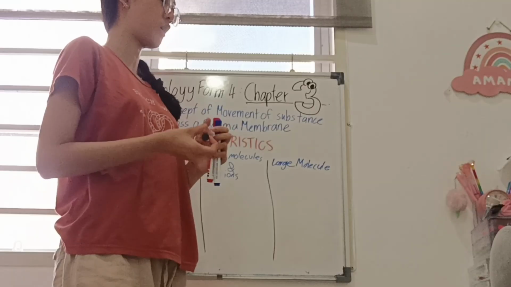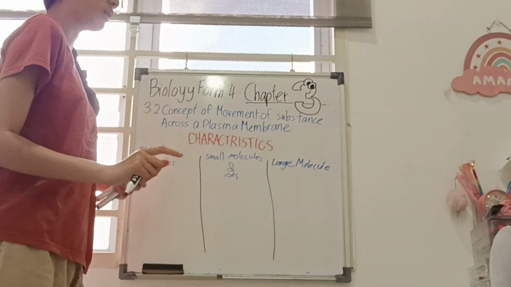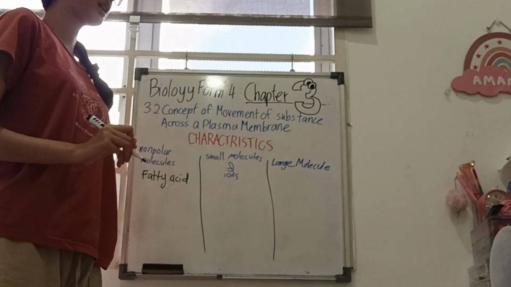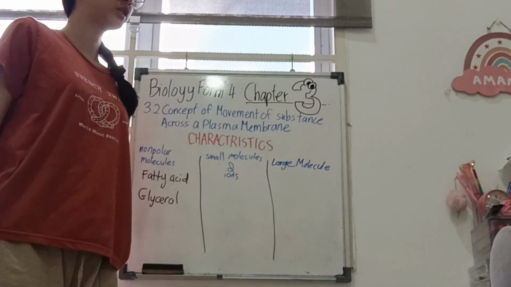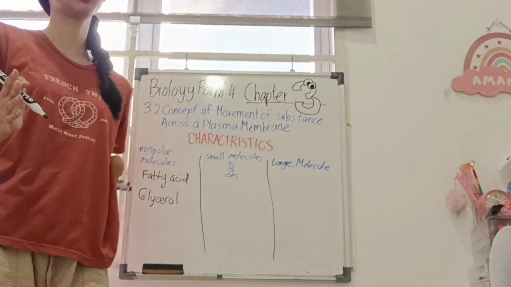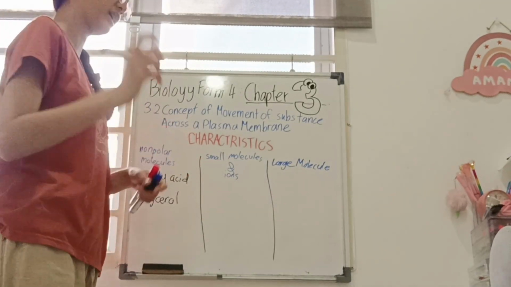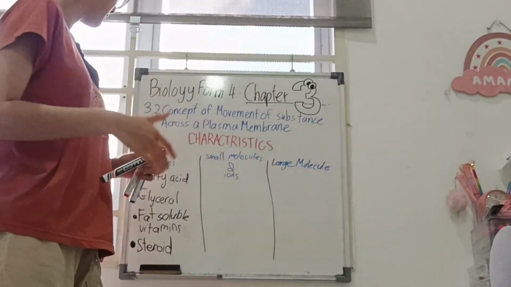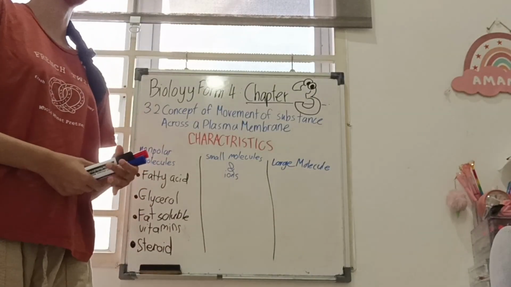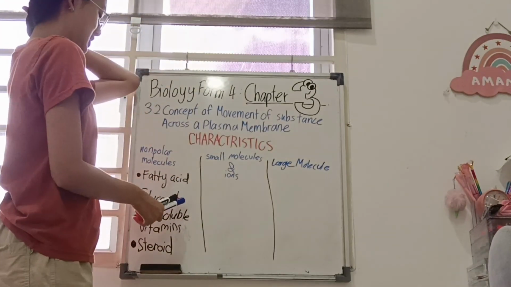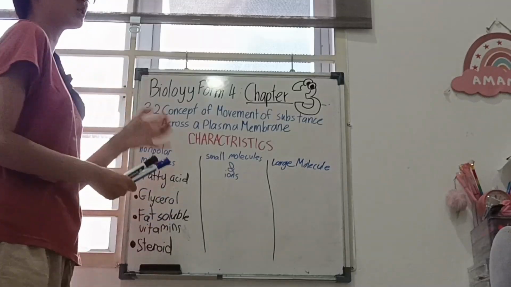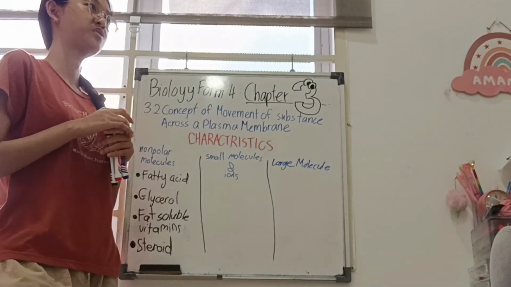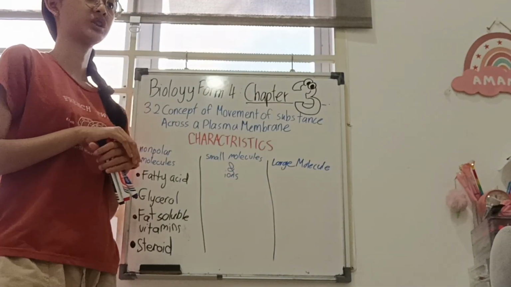So the examples of non-polar molecules are fatty acid. The second one is glycerol. The third one is fat-soluble vitamins, which we learned in Form 2, which are A, D, E, K. And lastly, steroid compounds. There are more, I think, but these are four examples: fatty acid, glycerol, fat-soluble vitamins, which are vitamin A, D, E, and K, and steroid. Steroid is a type of lipid or fat, which we will learn in Chapter 4.